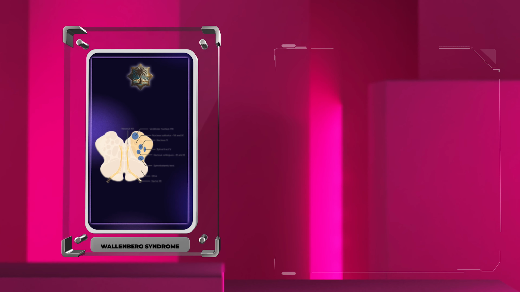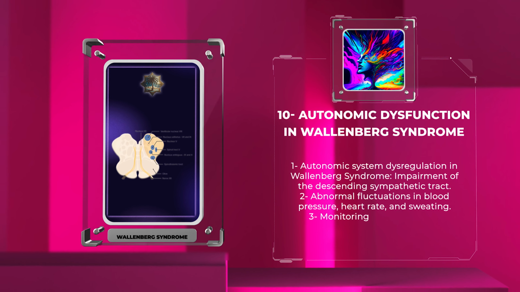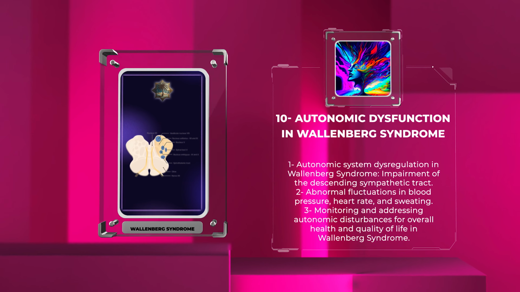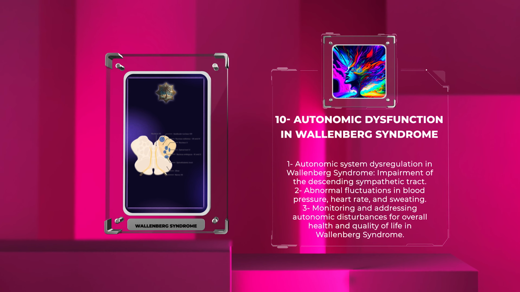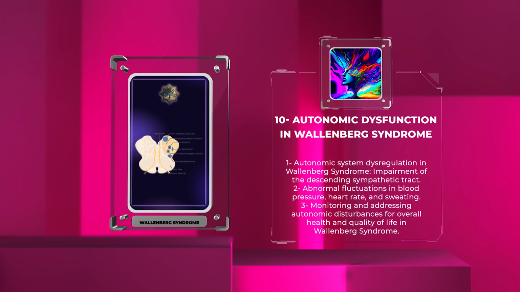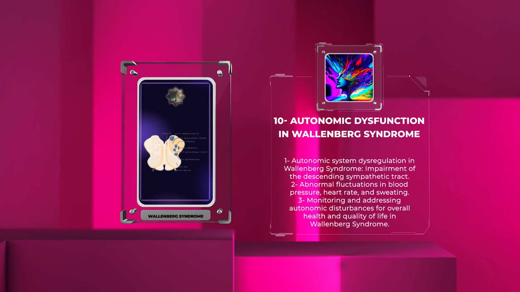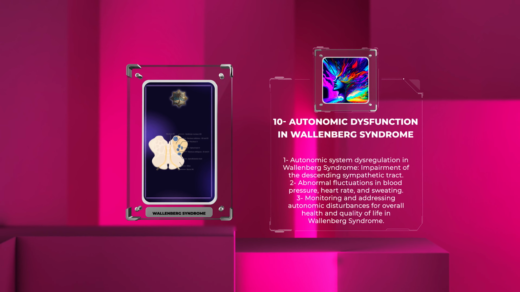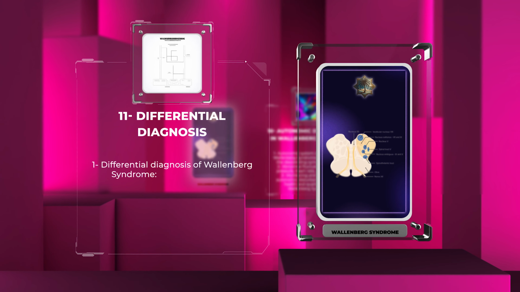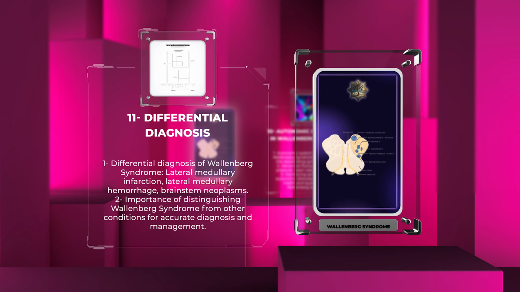In individuals with Wallenberg syndrome, there is frequently dysregulation of the autonomic system as a result of the impairment of the descending sympathetic tract. This can present as abnormal fluctuations in blood pressure, heart rate, and patterns of sweating. It is crucial to carefully monitor and address these autonomic disturbances to ensure the patient's overall health and improve their quality of life. In this section, we will explore the differential diagnosis of Wallenberg syndrome.